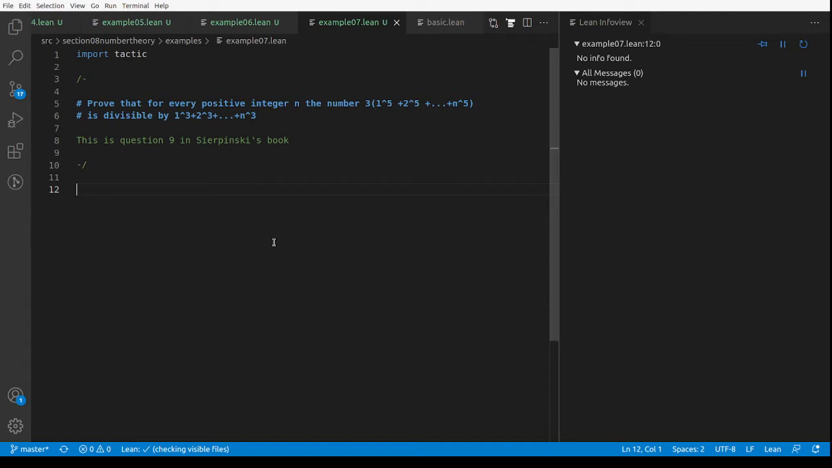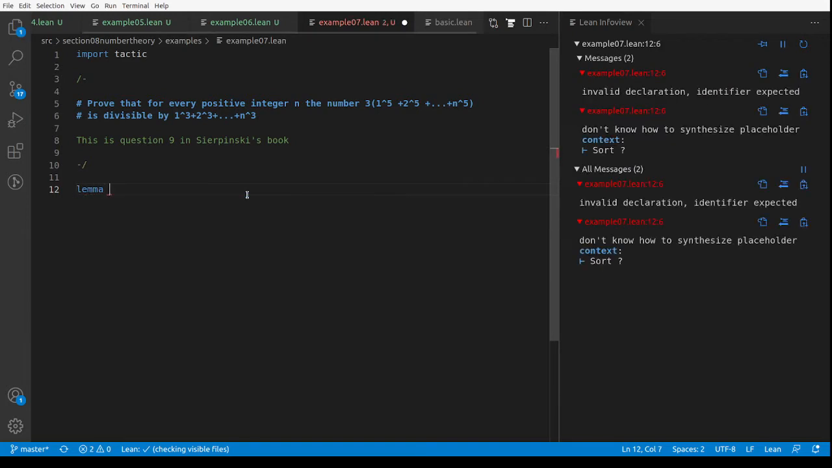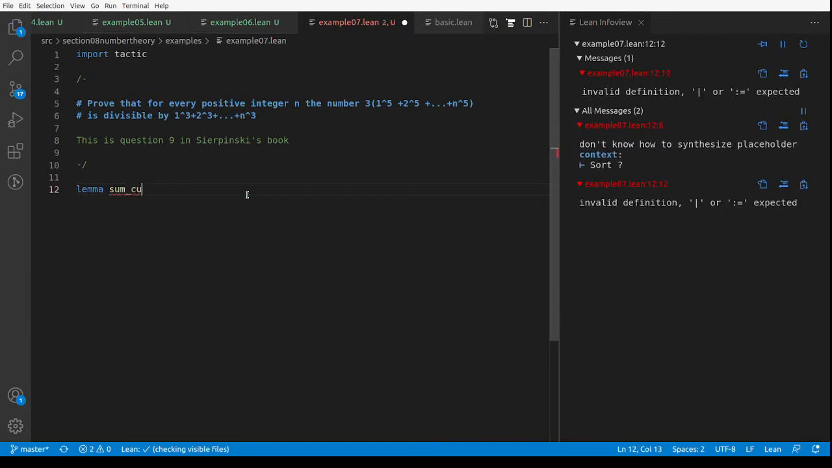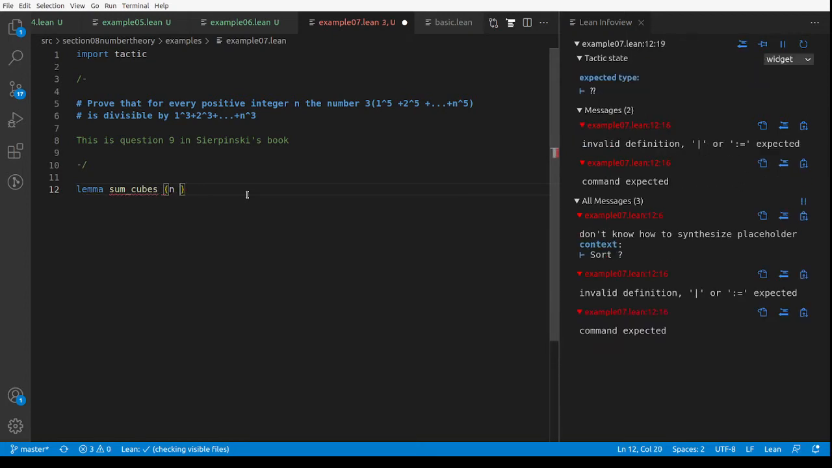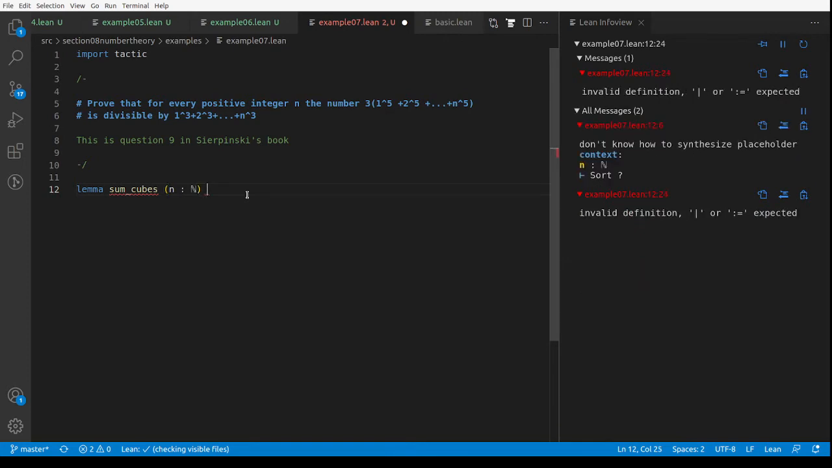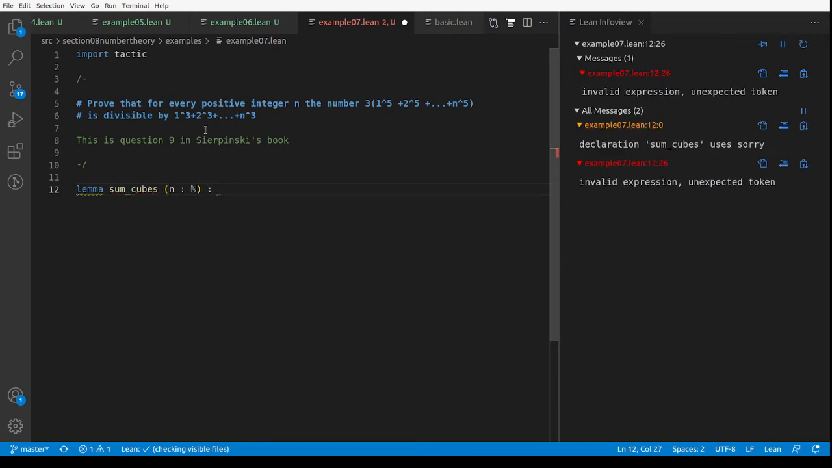So let me show you how to sum the first n cubes. I'm going to need some imports. So lemma sum of cubes. We've not done anything like this. So n is a natural number. I want to sum all the cubes up to... I'm going to sum up to n minus 1 because I'm like that.